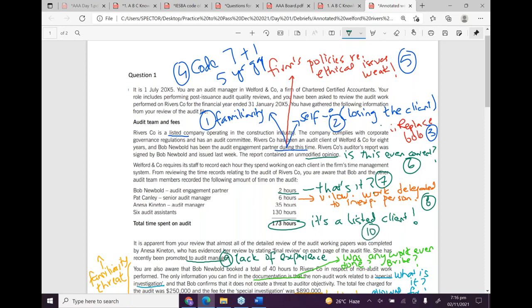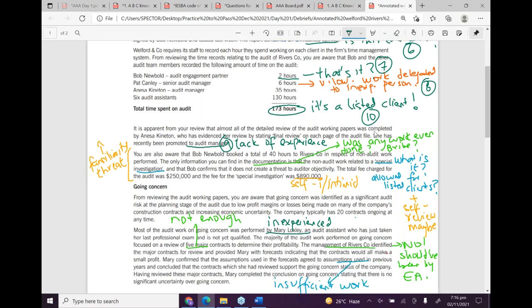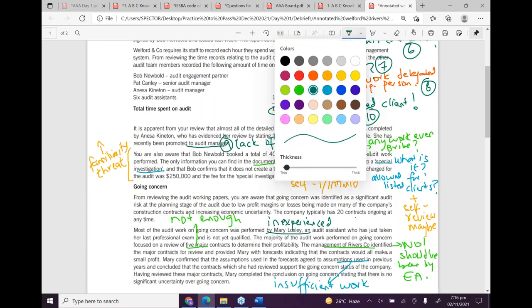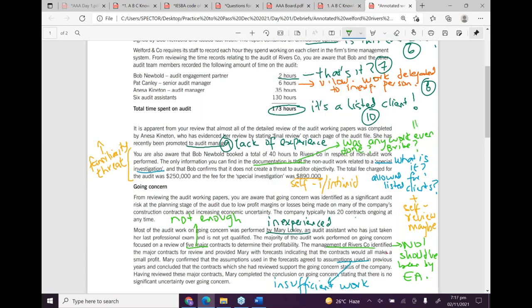173 hours is not enough for a listed company. So remember, you can't simply copy paste the point, you'll have to explain in 1-2 sentences what the problem is. Moving on to the next point. By the way, number 11 is something that is being tested a lot.